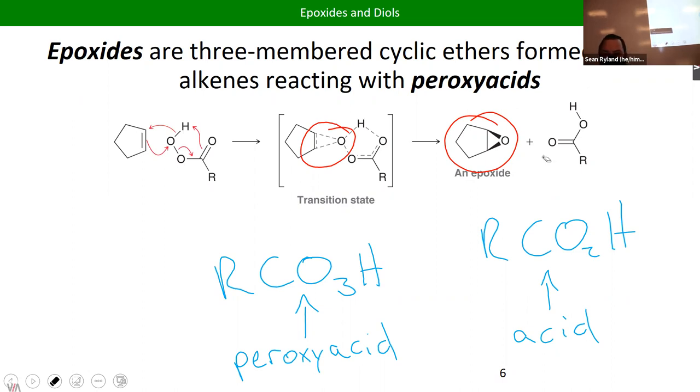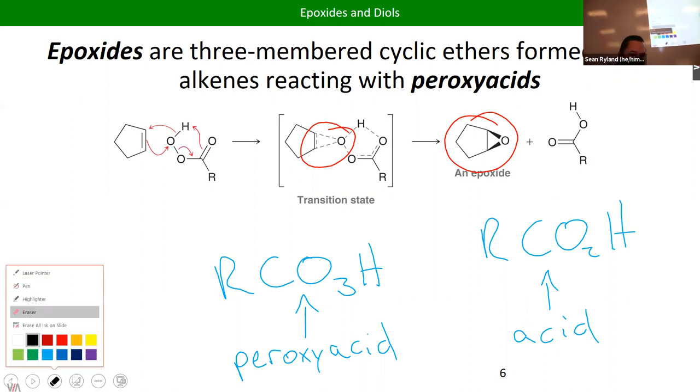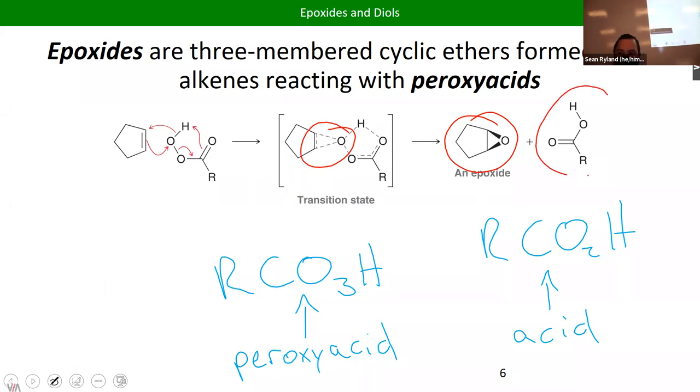And then, like I said, our other product is just the regular carboxylic acid version. So a lot of times these are peroxyacetic acid, or I don't think they usually use peroxybenzoic acid, but it's usually a pretty common carboxylic acid with that prefix peroxy in front of it. It tells you that you're dealing with this CO3H group.